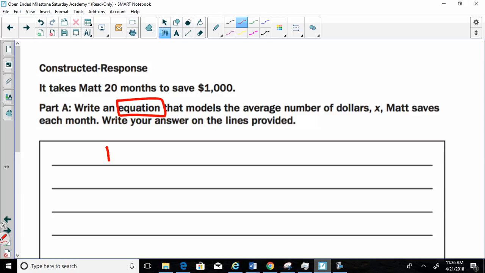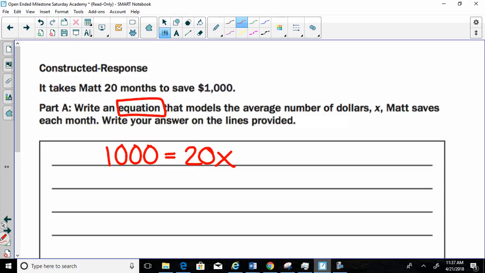So if he wants to save 1,000 and it's 20 months, he wants to figure out how much per month. So 50 every month. Remember, they just want the slope. That's it. They just want the equation. Right, 50 every month. And then you're on part B.